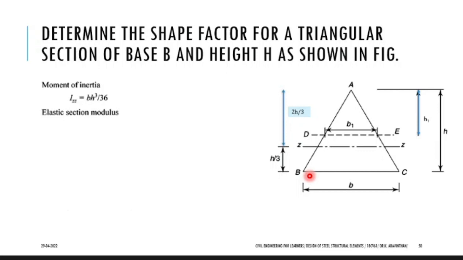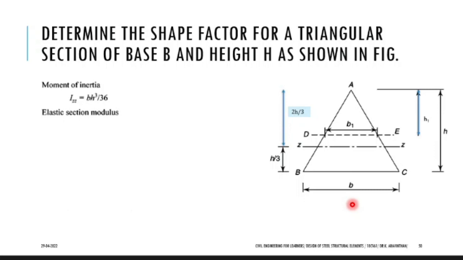ZP by ZE, that is the formula. When you divide this section by 2, are you getting 2 sections or 3 sections? You will be getting only top and bottom. So you can use what formula? ZP equal to A by 2 into Y1 bar plus Y2 bar.